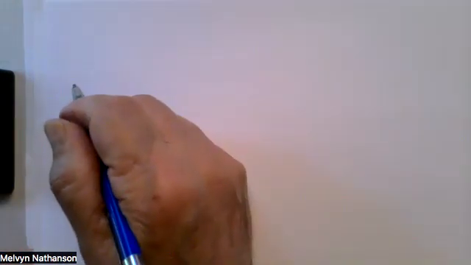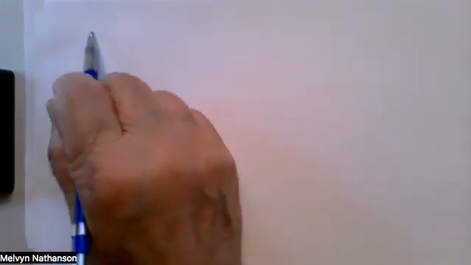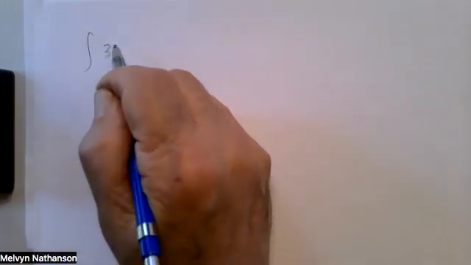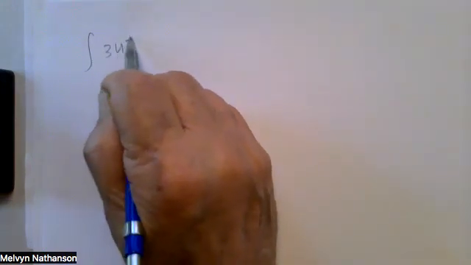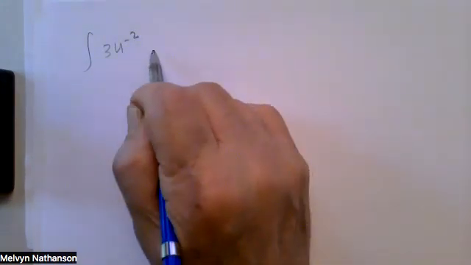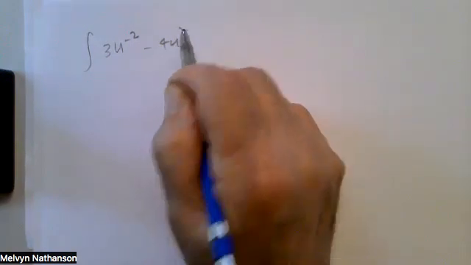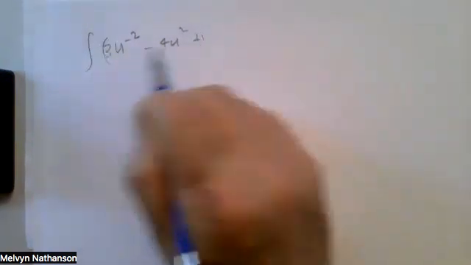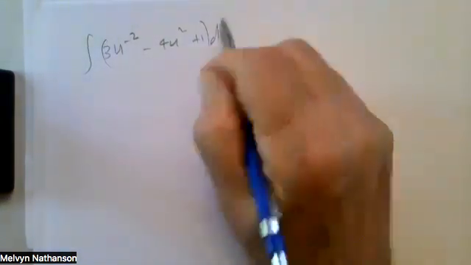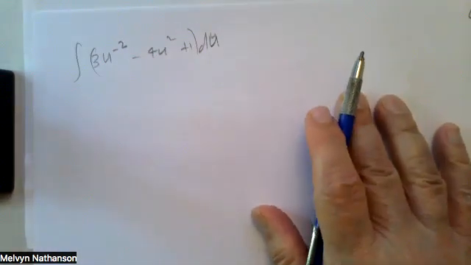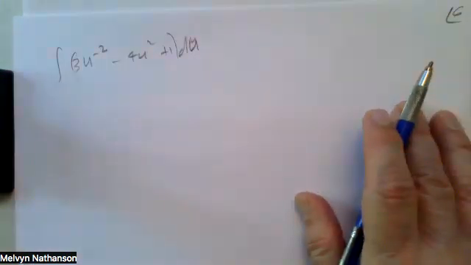Let me do some from the exercises in this section. This textbook has excellent exercises. So we're going to find the integral of 3u to the minus 2 minus 4u squared plus 1 du. So the variable is u instead of x, but that makes no difference.